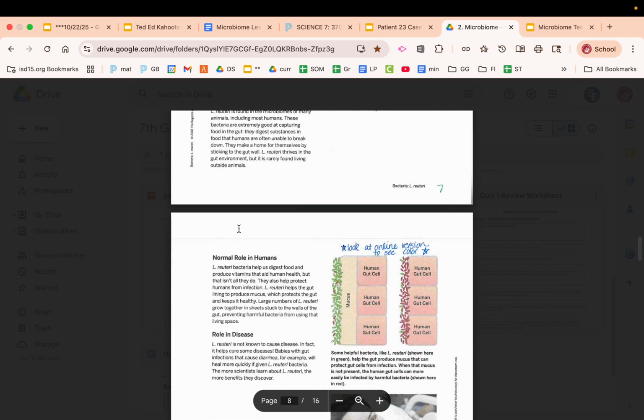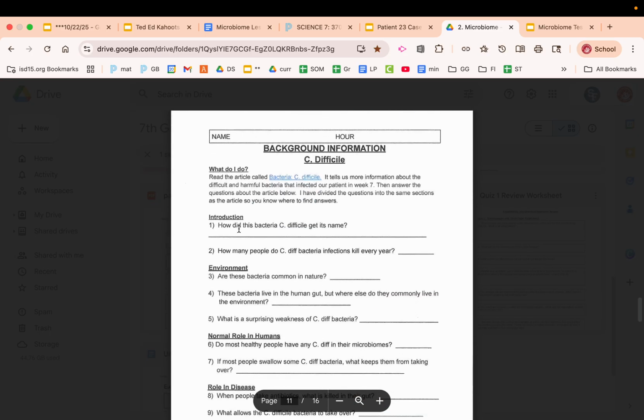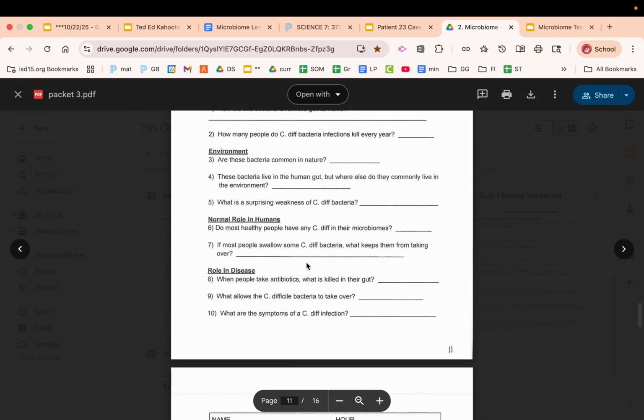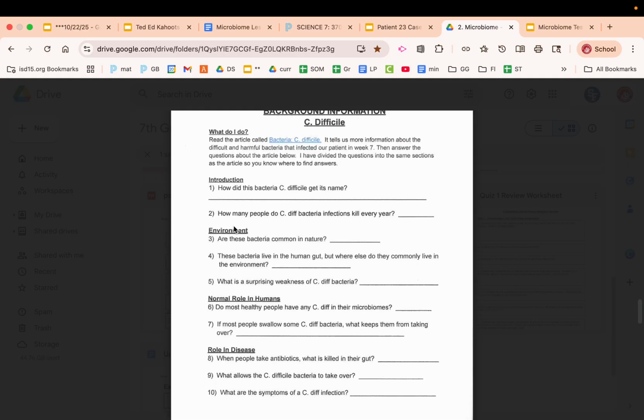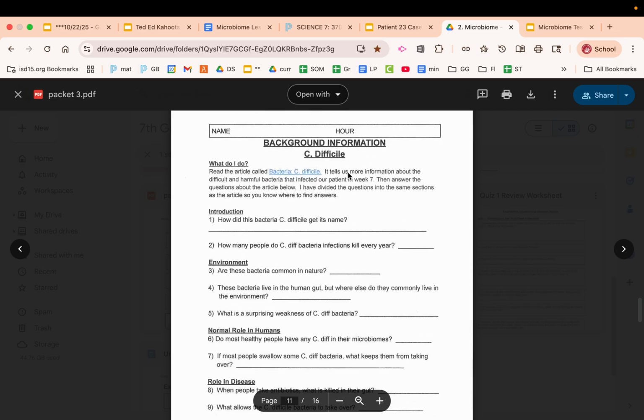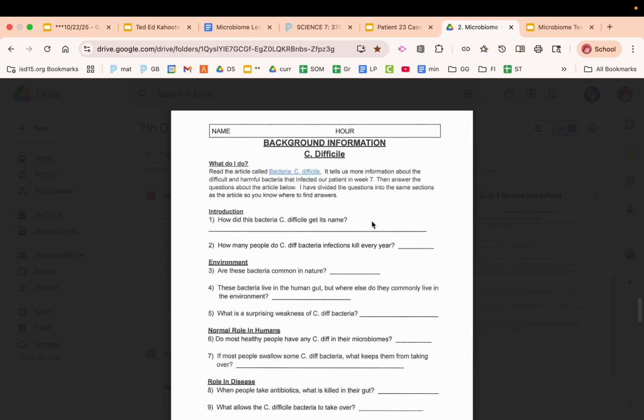So then if you go to the page in your packet, page 11 is the one that has the C. difficile questions. So I put these in the order of the article. So there's 2 questions from the introduction paragraph, 3 questions from the environment paragraphs, 2 from the normal role in humans, and 3 from the role in disease. So please read that article about that bad C. difficile bacteria. That's the one that infected our patient in week 7, until you read a little bit more about that species of bad bacteria.